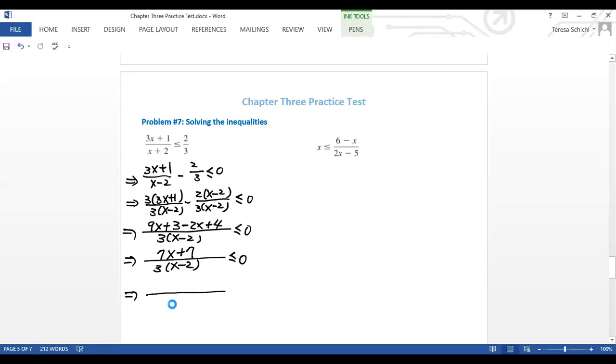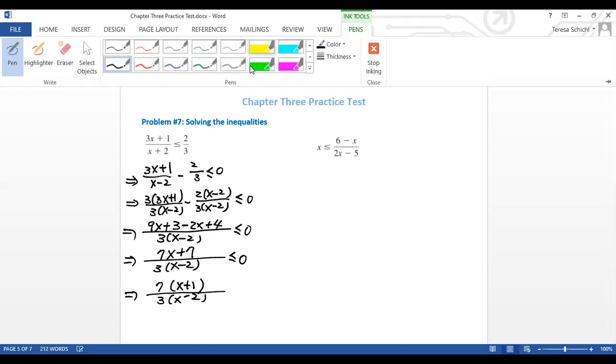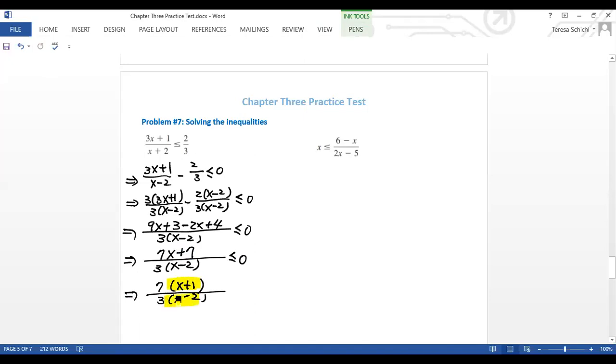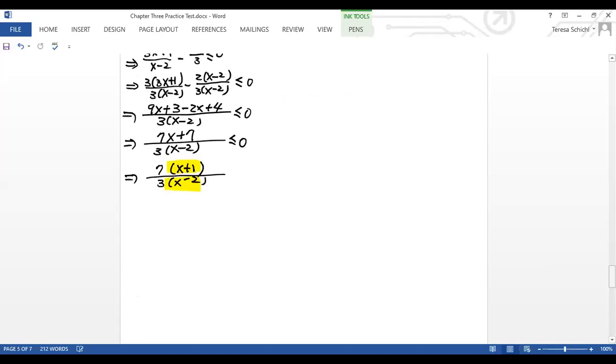Okay, so I have 7 times (x plus 1) over 3 times (x minus 2). After we do that, what do we do here? We set the numerator equal to 0 and the denominator equal to 0 and try to solve it. So you set all the factors in the numerator and the denominator equal to 0. So I get x equals negative 1, x equals 2.